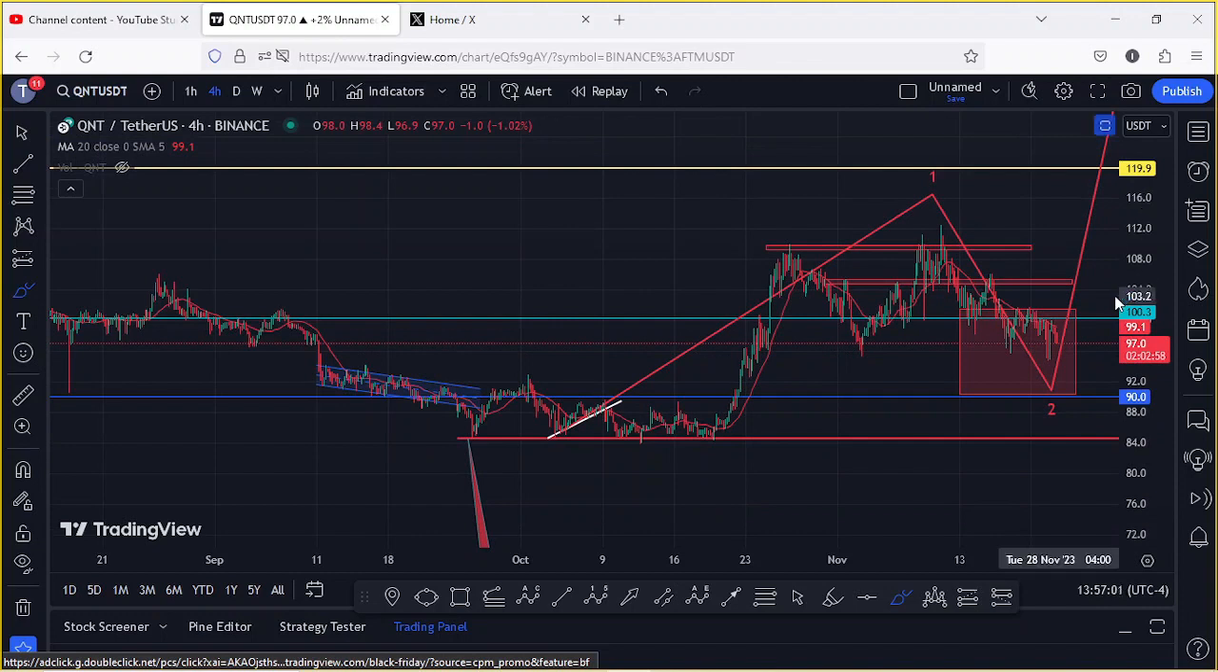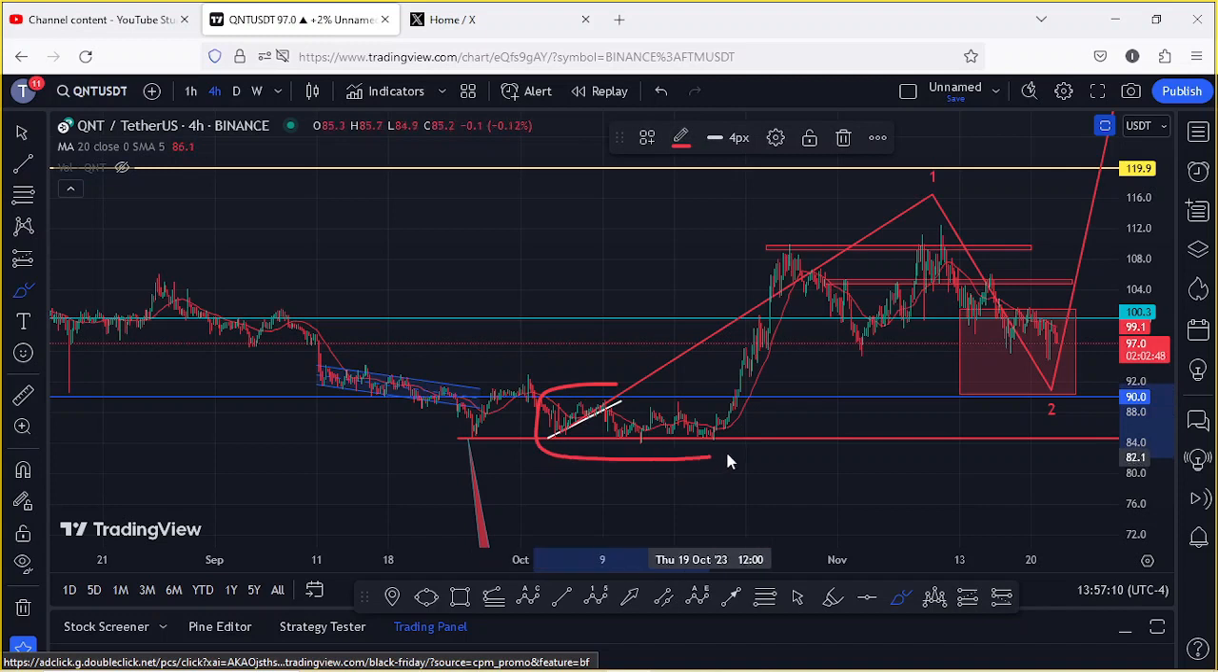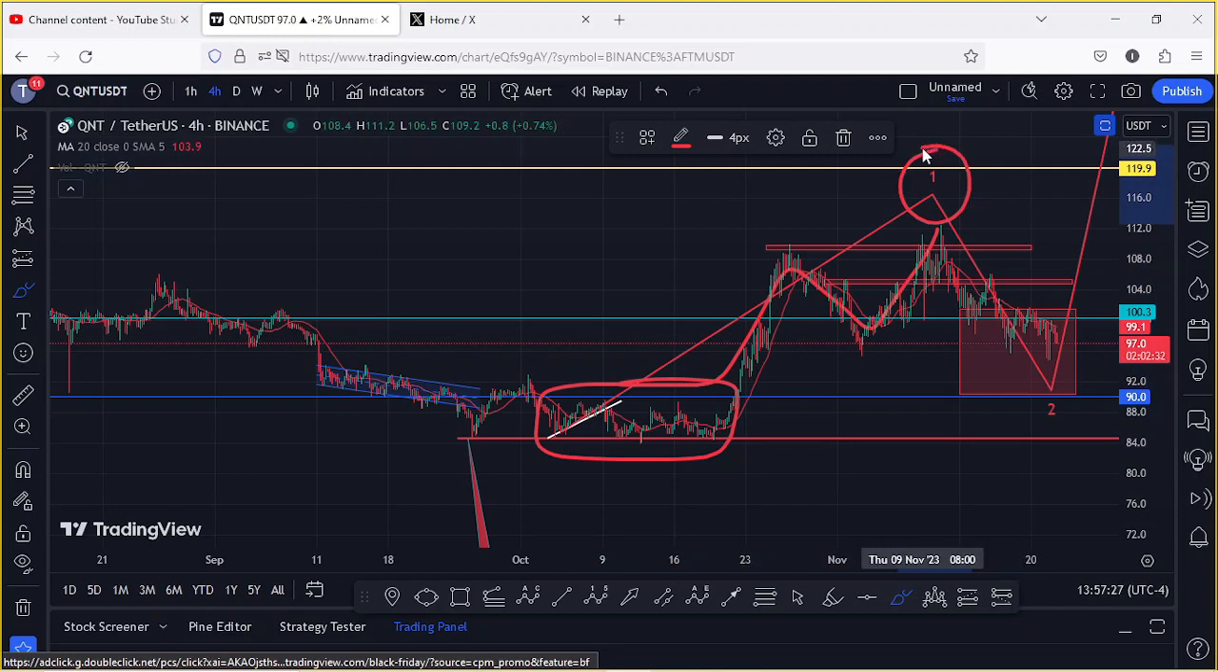Zooming out on the charts to give you my short-term Elliott analysis, you can see that QNT gave us a low at around the $84.5 mark before we saw this consolidation over here, and then finally saw the breakout to the upper side in a move that has now given us a high above the $110 mark, completing the formation of this Elliott wave count 1 to the upper side.